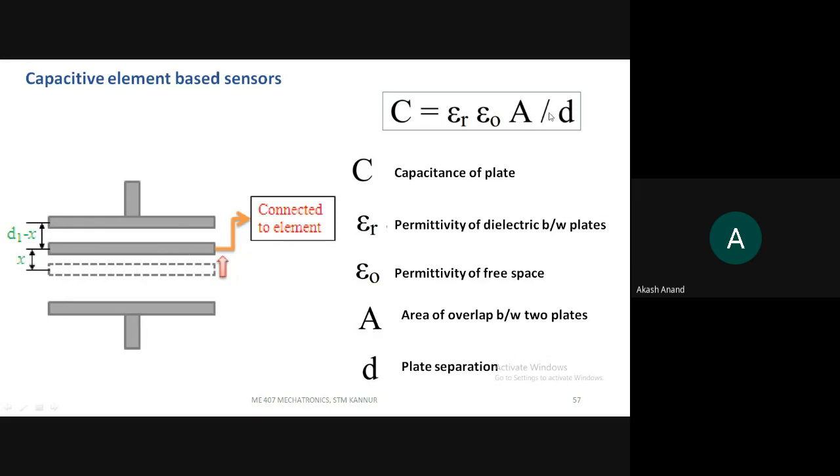You can see that the D is at the denominator, so that the increasing distance will decrease the capacitance. Okay. This is the basic principle of a capacitive based sensor. So what is the principle? It is the principle of variable capacitance. Actually, the variation of the capacitance is used here to sense the displacement.